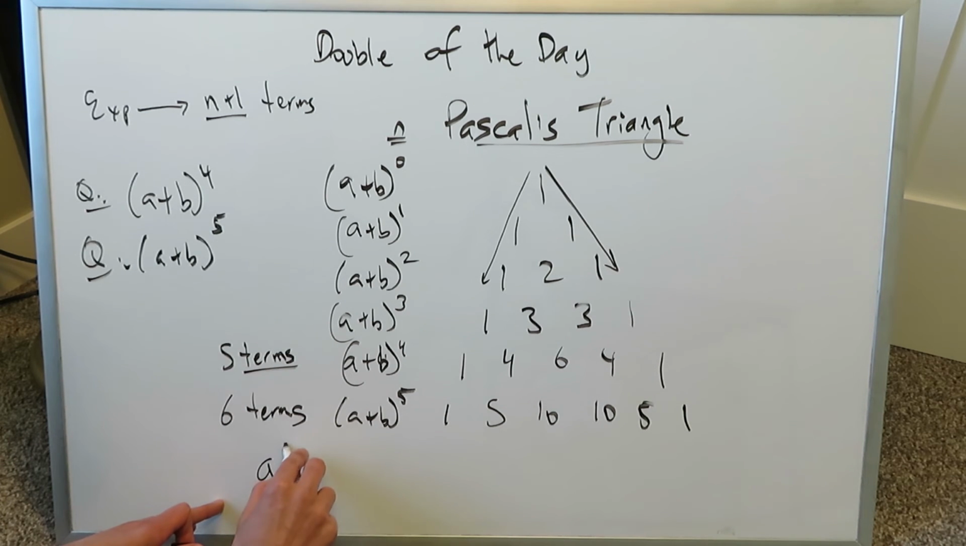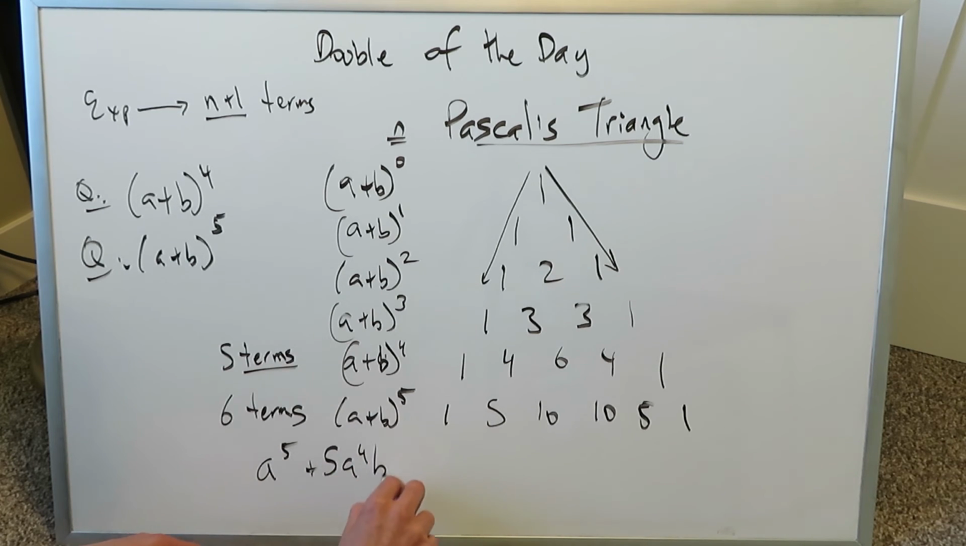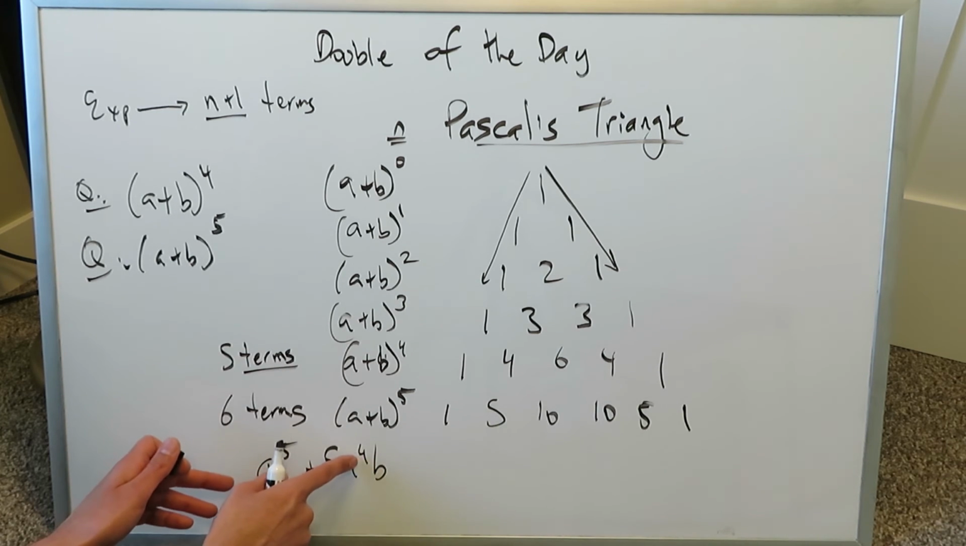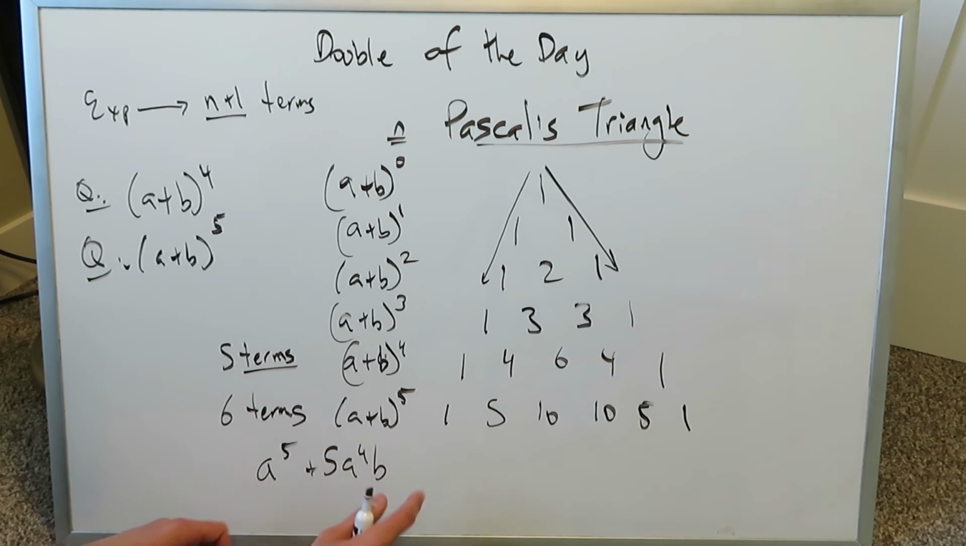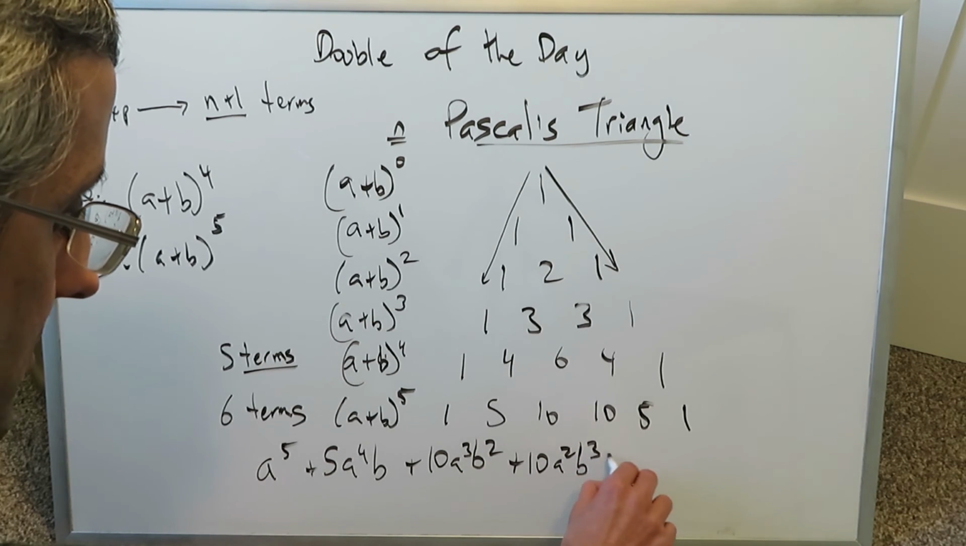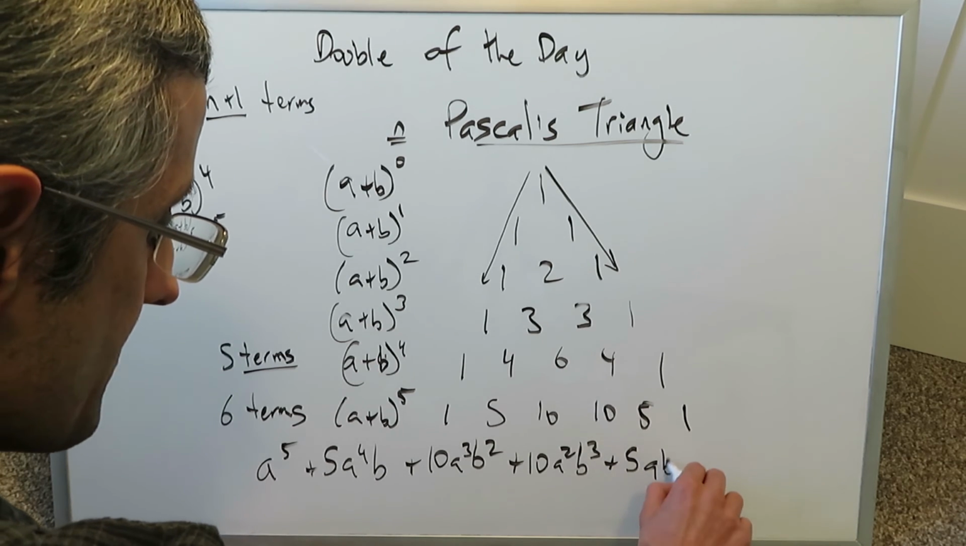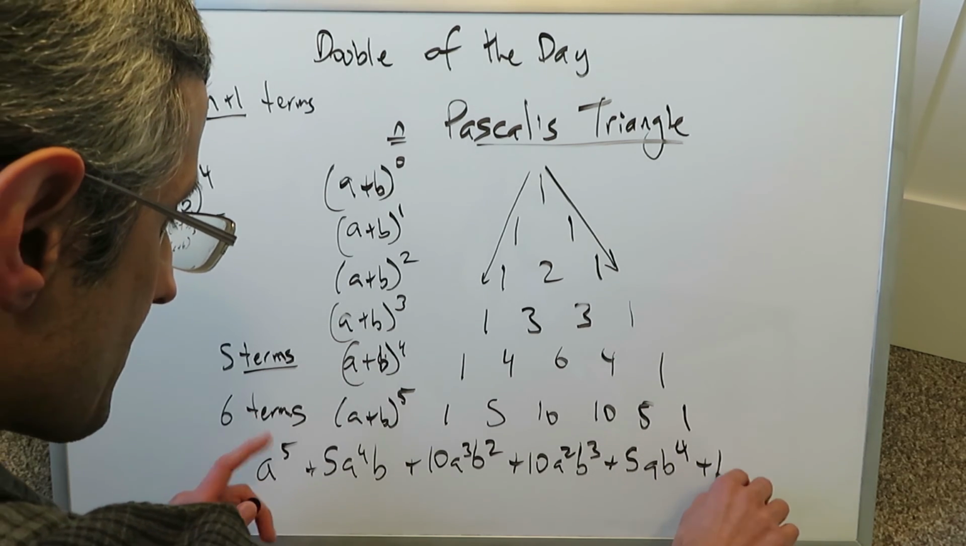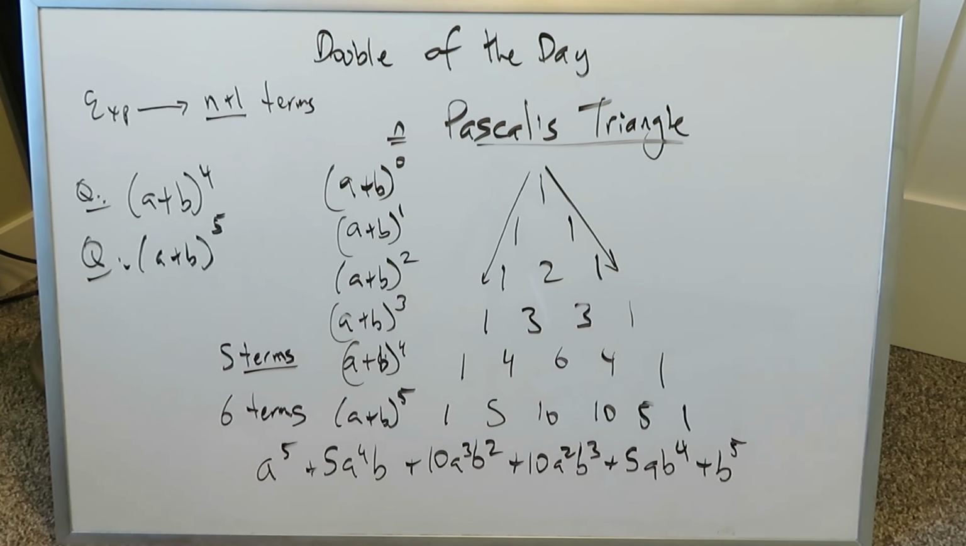I'll start with a to the 5 plus, now I have a 5, a to the 4. I'm going to start decreasing the exponent on a by 1, but I'll increase the exponent on b by 1. Plus 10 a cubed b squared plus 10 a squared b cubed plus 5 a b to the 4 plus b to the 5, and here is our expansion for this. And you can see how Pascal's triangle has helped you do all of that.